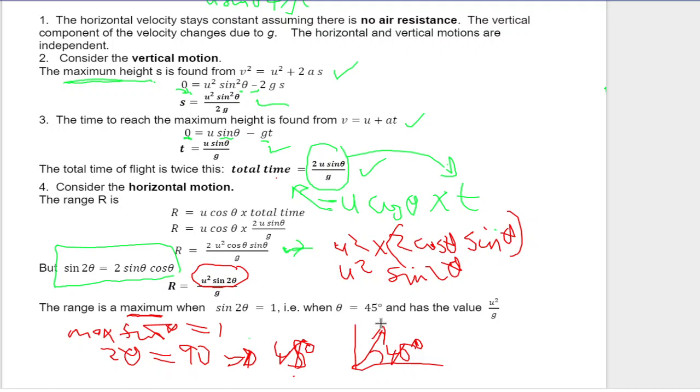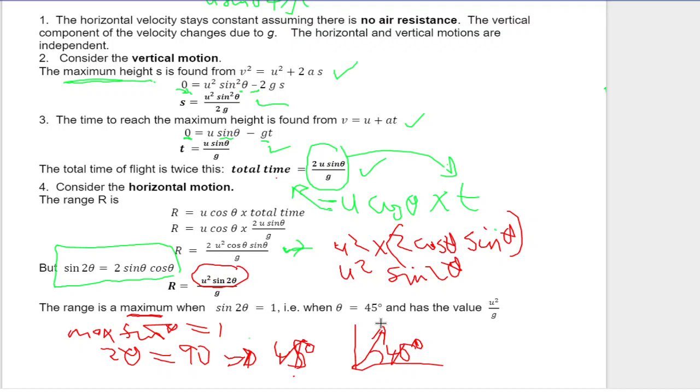Right, so let's do this question, and then we end our video. The question reads: a cricket ball is thrown with a velocity of 30 meters per second at an angle of 42 degrees to the horizontal. Find the time taken to reach the maximum height.